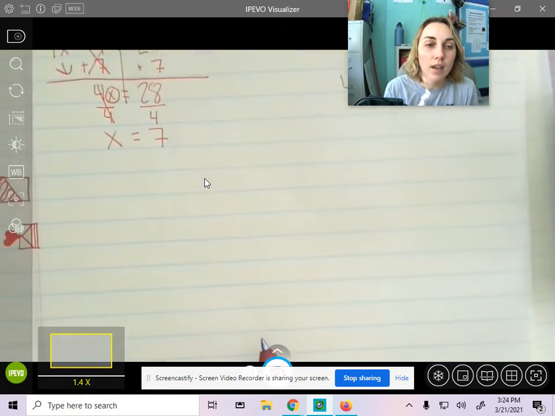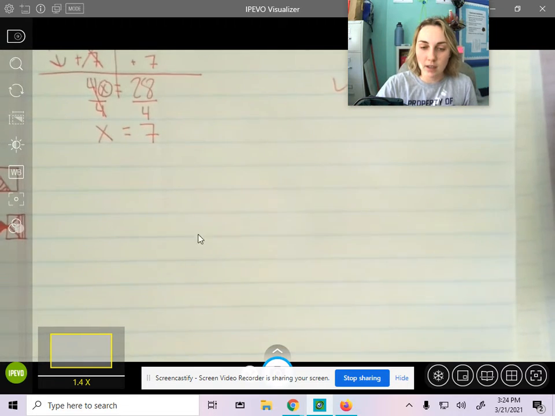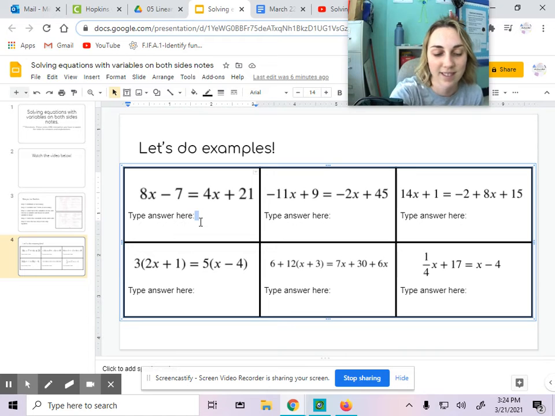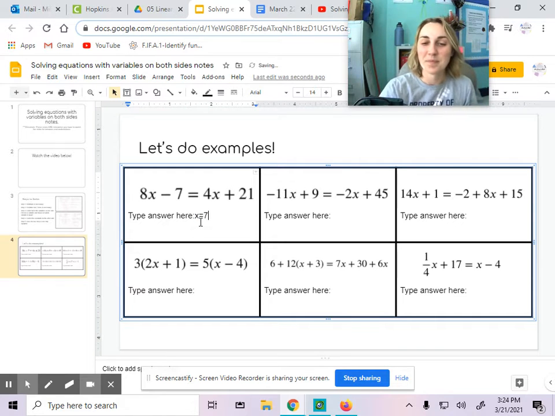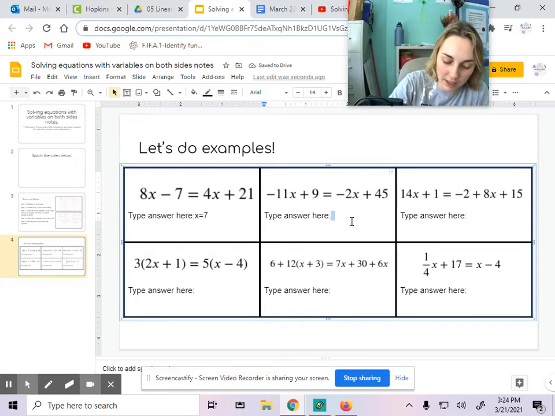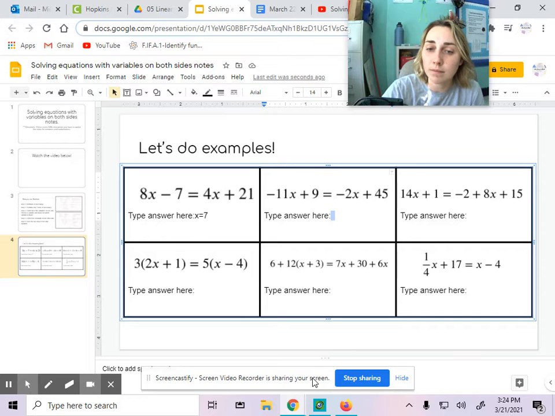All right. So let's do our other example then. Well, I guess we need to go back to our notes and say that, hey, this answer was 7. X is equal to 7. All right, so here's the next one. It's going to be very similar to the last one we just did. We don't have to distribute on this one, and we don't have to combine like terms, but what we do have to do is we need to practice moving our variables to one side and then moving our constants to the other side.